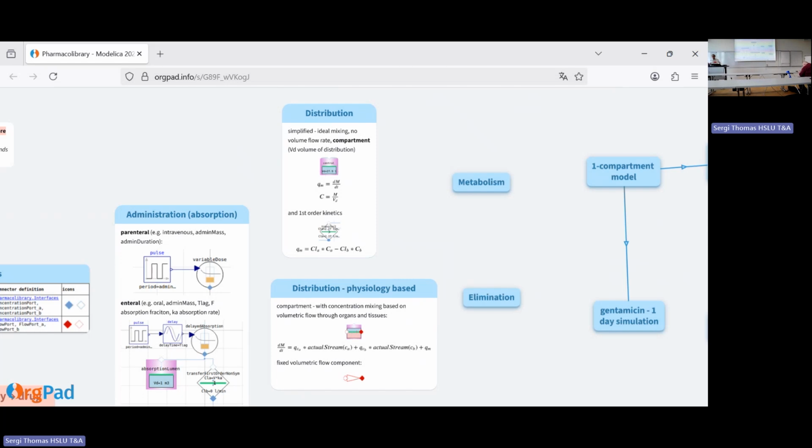The equation is there. But if we take into account the volume flow rate, the concentration needs to be mixed. And thanks to the Modelica standard, the stream connectors are very helpful here. So we can calculate the mass concentration and mass flow rate using that equation, using the actual stream function.